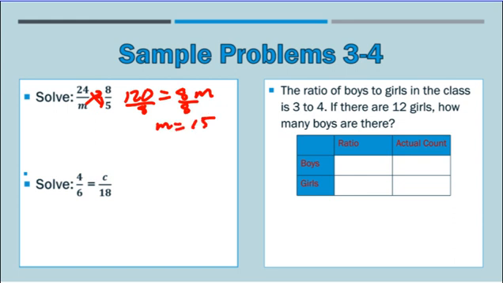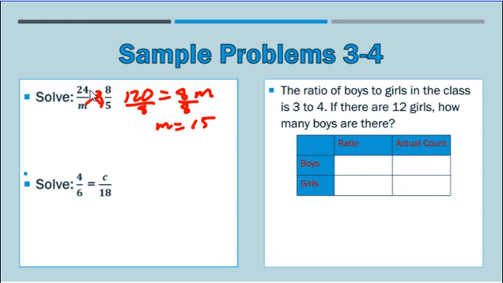So there are a couple ways of doing that. You can either determine what it is straight across, multiply the same number, or you do the cross multiplication. Don't do 24 times 8 and then divide by 5, because you will not get the right answer. If you're going to use the cross multiplication, it has to go diagonally. So the next one, solve 4 over 6 equals c over 18.